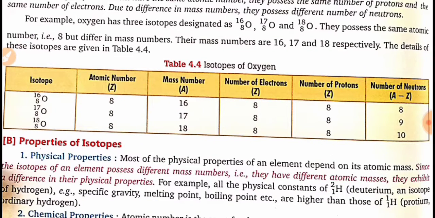Now you can understand by this table more well. Here atomic number is 8, mass number 16, number of electrons also 8, protons also 8, but you can see the difference is only in neutrons: 8 in the first one, 9 in the second one, 10 in the third one. So this is the difference between isotopes.